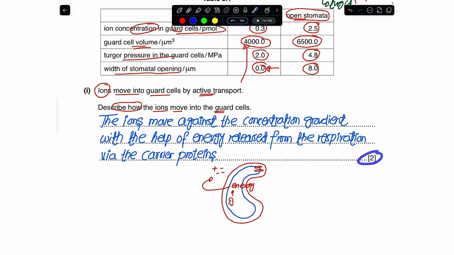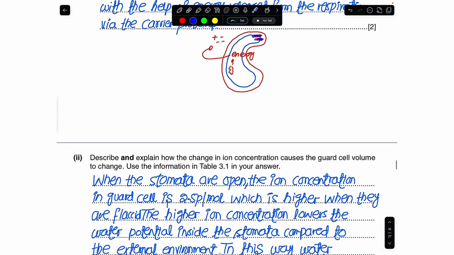So for 2 marks, you would simply say that these ions, by active transport, are moved against the concentration gradient because they would be moved from the lower to the higher concentration, and for that, the energy would be released from the respiration process. And these ions would come on the inside of the guard cells with the help of these carrier proteins.